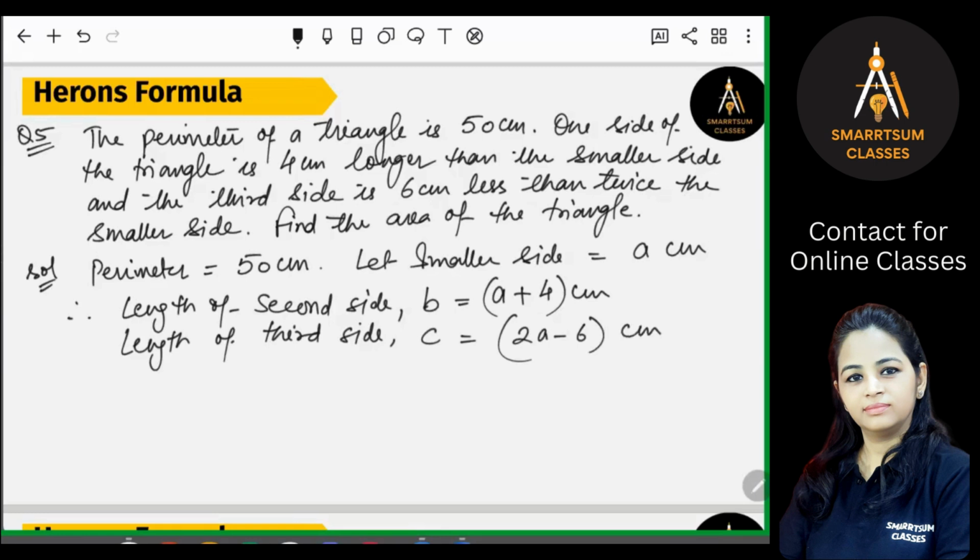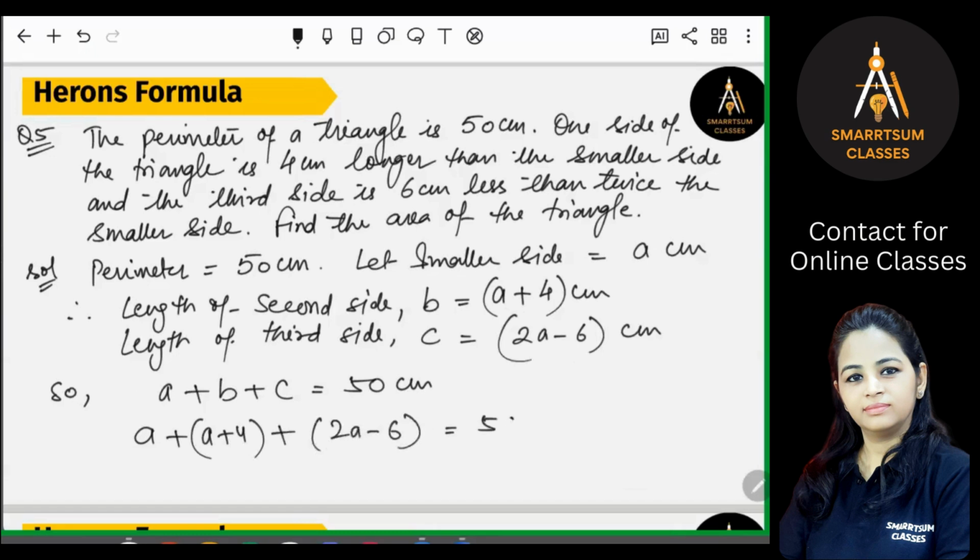In this way, we have got the values of B and C in terms of the smaller side A, and the perimeter is already given. We will simply add all the sides and equate it to the perimeter, because the sum of all sides is equal to the perimeter. So A plus B plus C is equal to the perimeter, which is 50 centimeter. Now put the values: B is A plus 4, C is 2A minus 6. This is equal to 50.